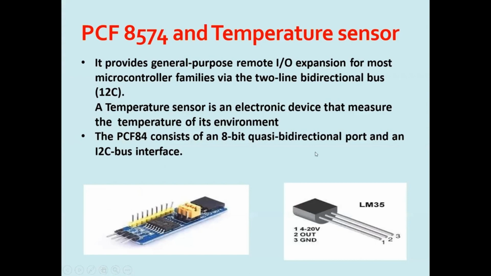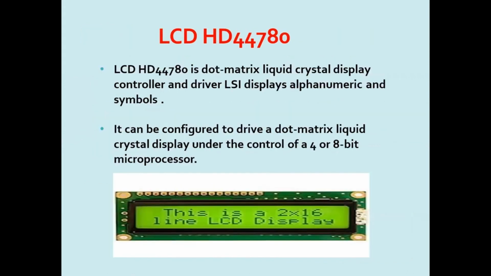And here is a temperature sensor. The right hand side diagram shows the temperature sensor LM35, which contains three pins, namely input pin, output, and the ground. The input pin takes a voltage of 4 to 20 volts, where the left hand side diagram shows the PCF8574. It is a general purpose remote input output expansion for many microcontroller families, and it contains an 8-bit quasi bidirectional port. So this is an LCD which is used to display the temperature and volume of the tank, and here it contains 2 rows and 16 columns.